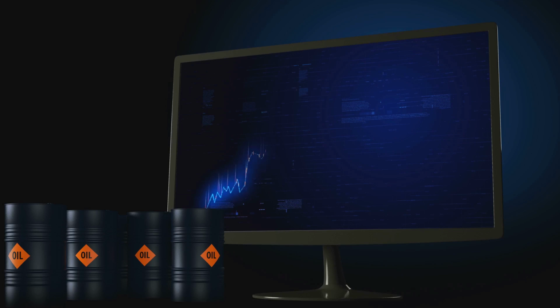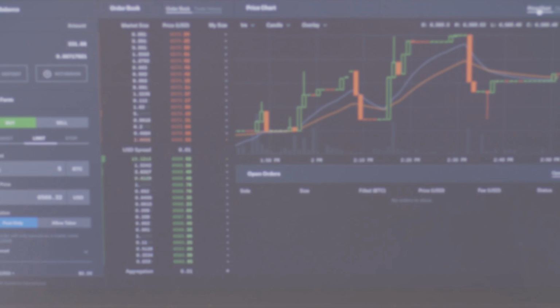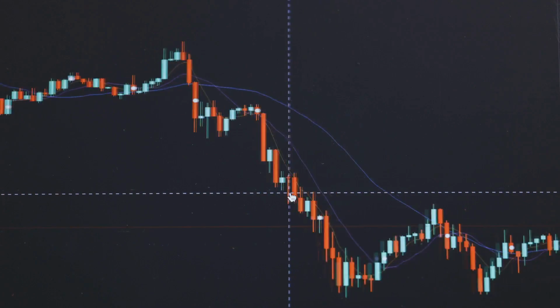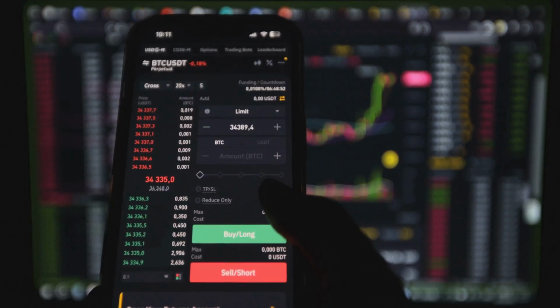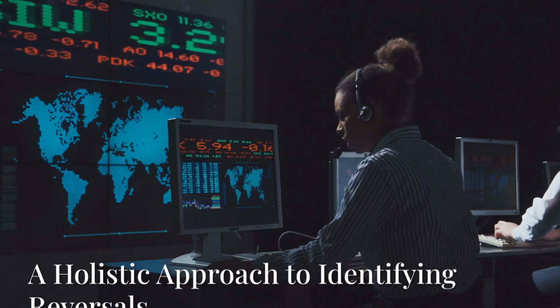Conversely, when volume declines as the price moves in the direction of the trend, it suggests weakening momentum. This divergence between price and volume can be an early warning sign of a potential trend reversal. By incorporating volume analysis into our trading strategy, we gain a deeper understanding of the forces driving price movements and can make more informed decisions about our trades.